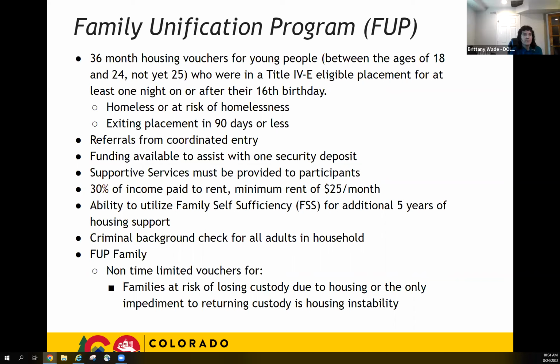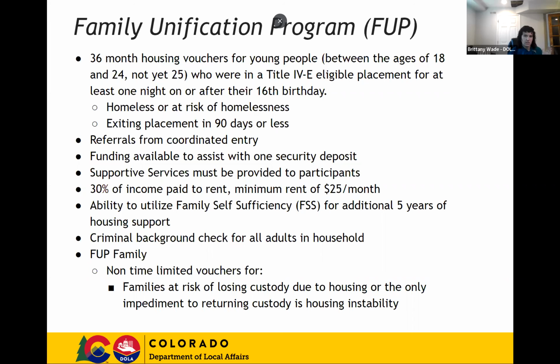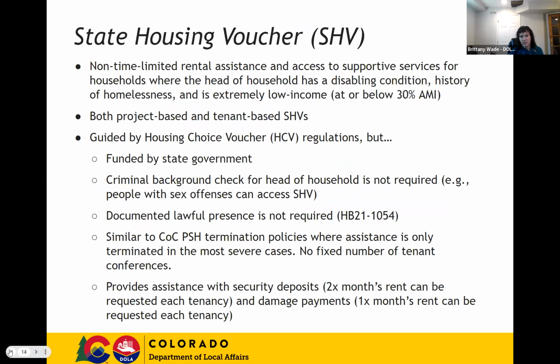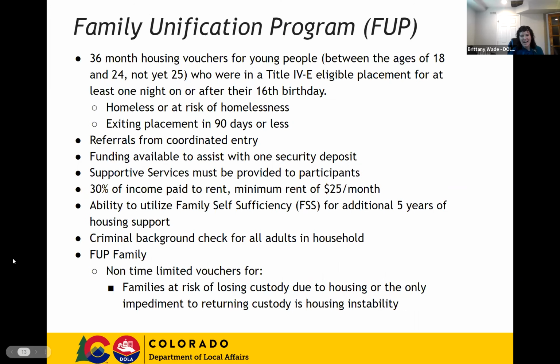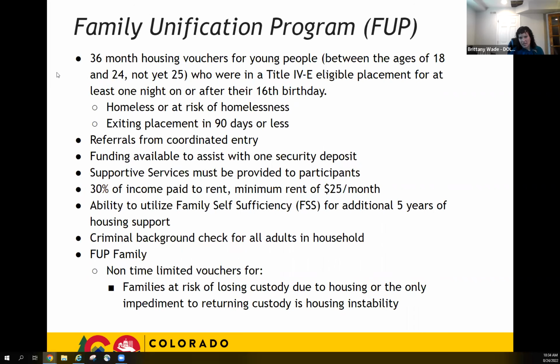Great, thanks, Catherine. So yeah, our family unification or FUP program, there are two sides to it. The first side is a youth focused side, which is 36-month vouchers for young adults between the ages of 18 and 24, not yet 25, who were in a Title IV placement for at least one night on or after their 16th birthday.